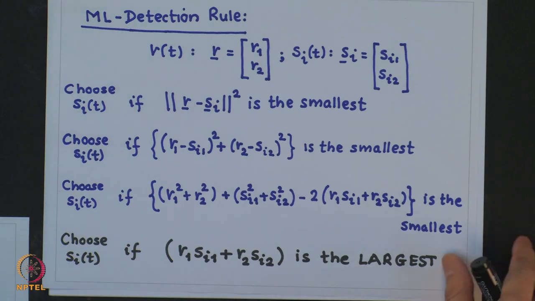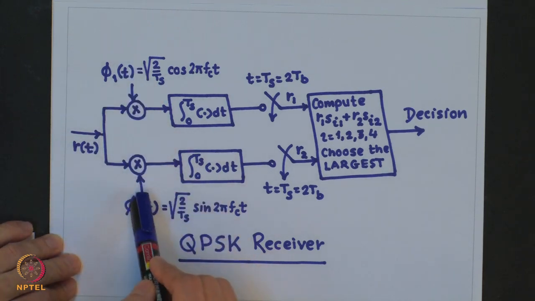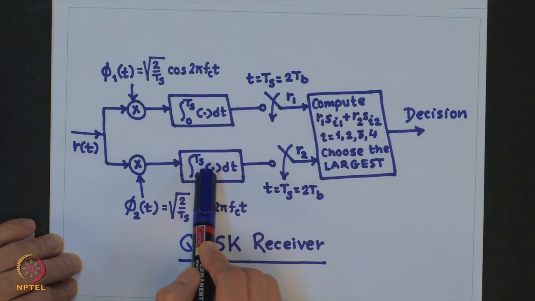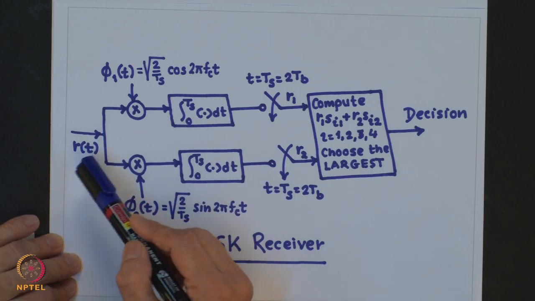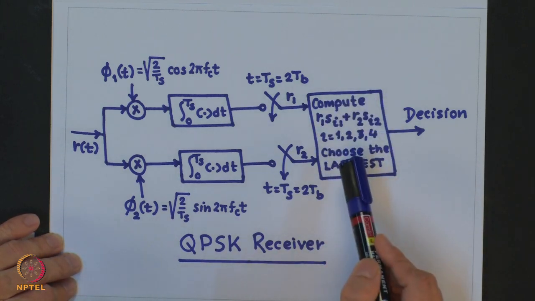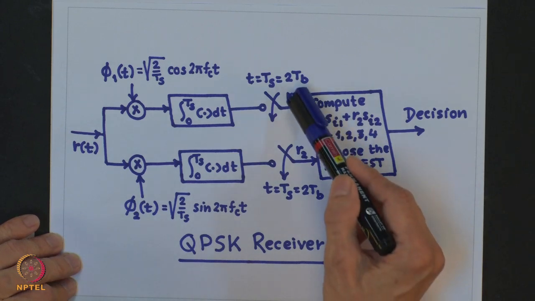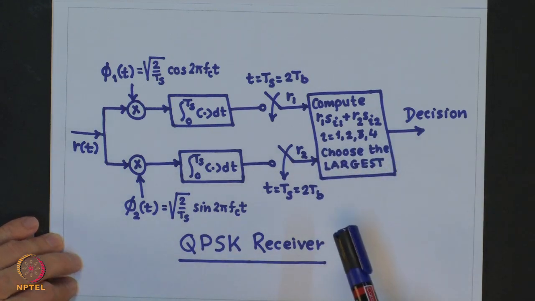So if we do this, then we get the following receiver. So you have r(t), we have two basis signals, we project that using the correlation receiver, we sample it at the appropriate time to get the two components of the observed vector r1 and r2, and we have the templates for the message vectors. We take the dot product of the received vector with the message vector and then choose the largest. This is how we generate the optimum QPSK detector, receiver or demodulator.